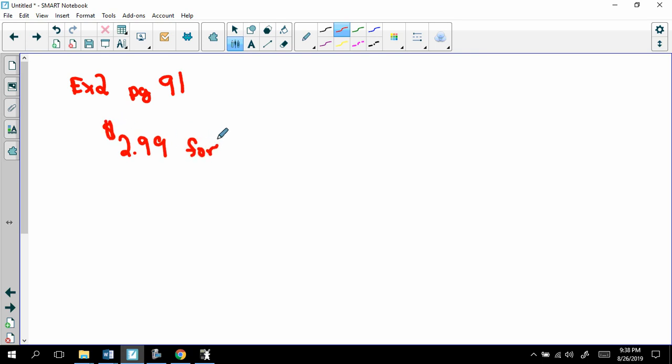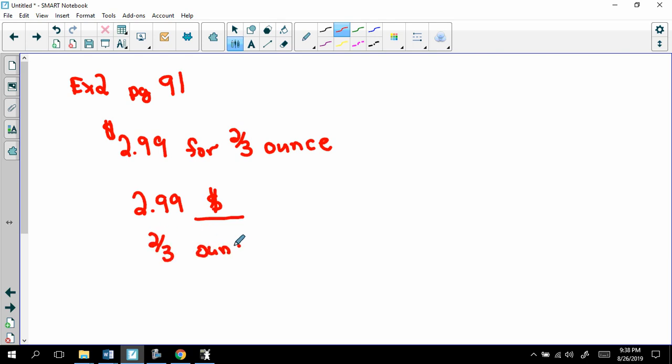for 2/3 of an ounce. I hate it written like that. Here's what I like: $2.99 per 2/3 ounce. That's what I like. That's how it just makes sense. Dollars per. So the per thing goes on the bottom.